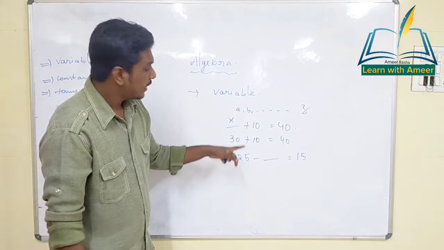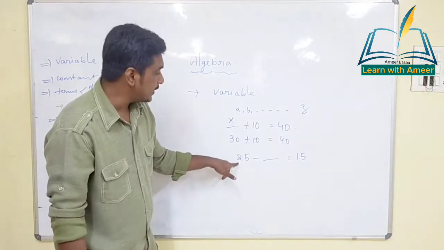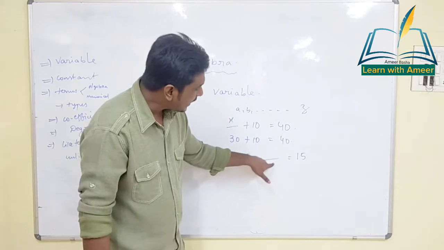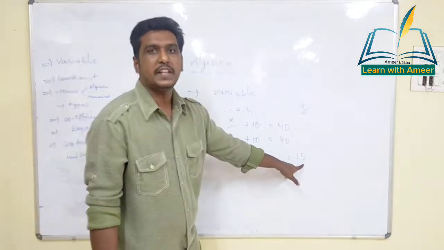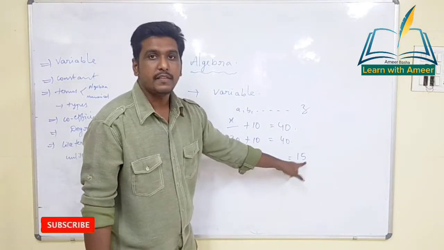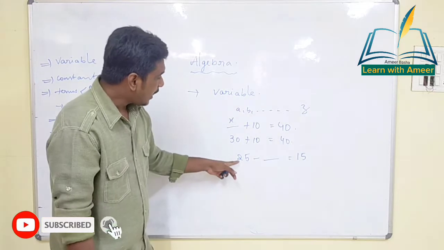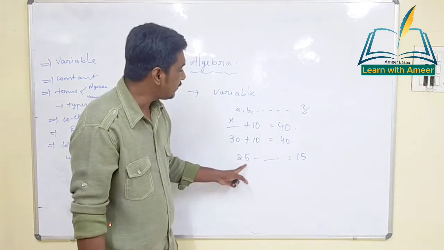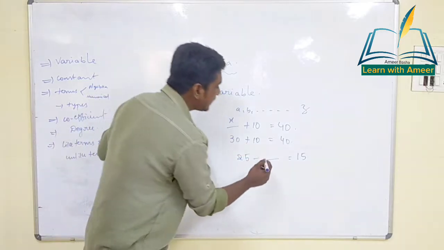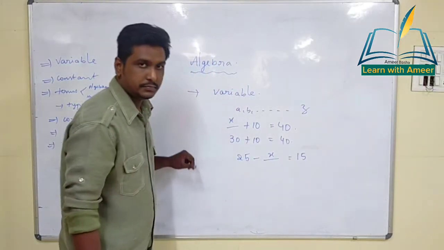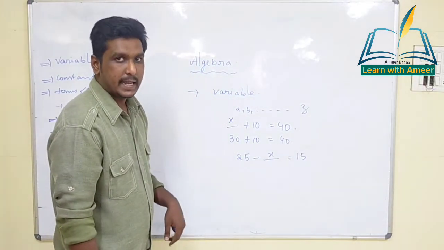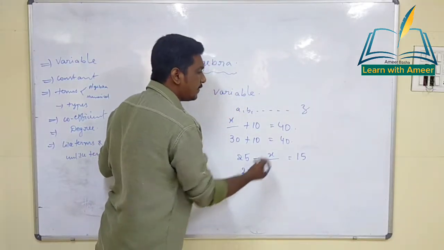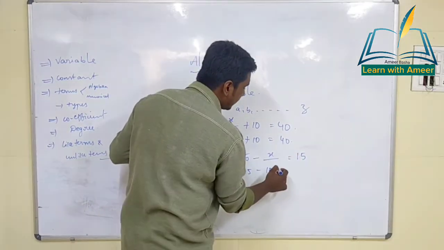So what is it, children? I was having 25 chocolates in the beginning. Now from that I have taken some chocolates. After taking that I am left with 15 chocolates. So 25 minus how much will be 15, children? Since I don't know this, I will keep the value as x. Obviously, 10.